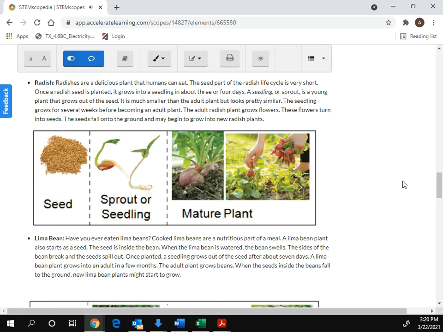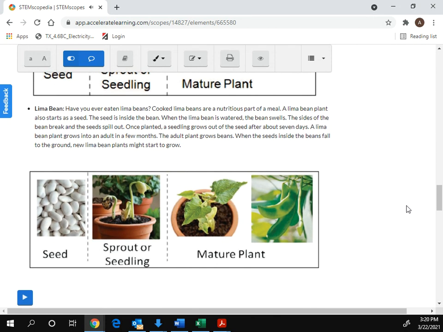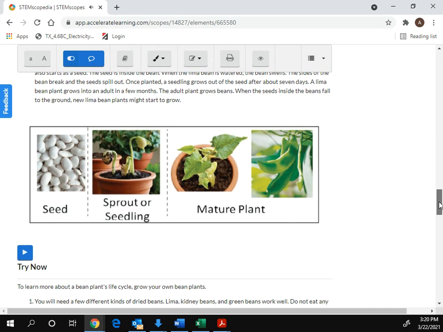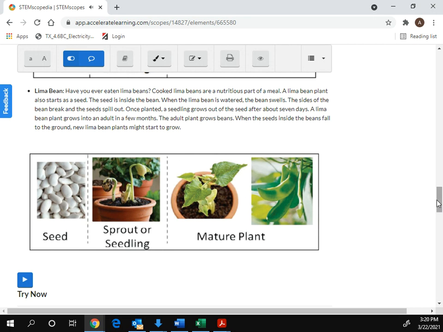Lima bean. Have you ever eaten lima beans? Cooked lima beans are a nutritious part of a meal. A lima bean plant also starts as a seed. The seed is inside the bean. When a lima bean is watered, the bean swells. The sides of the bean break and the seeds spill out. Once planted, a seedling grows out of the seed after about 7 days. A lima bean plant grows into an adult in a few months. The adult plant grows beans. When the seeds inside the beans fall to the ground, new lima bean plants might start to grow.